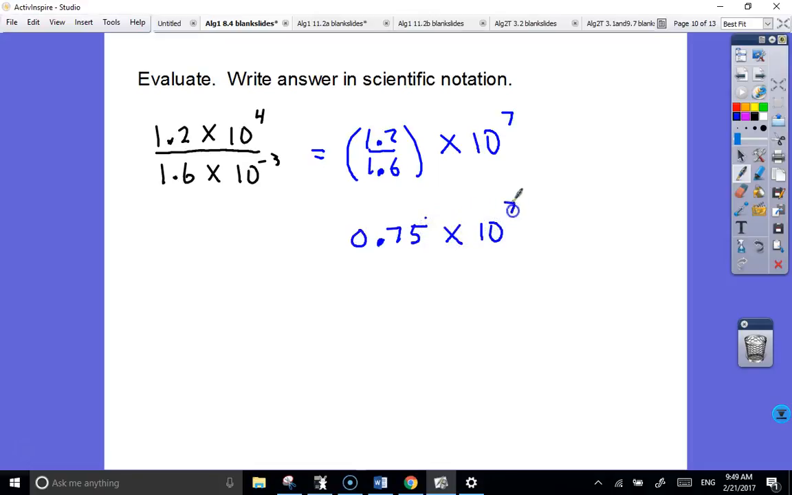Okay, do we have to do any last minute adjustments? Yeah, that 0.75 is not between 1 and 10. So we're going to move over 1 to the right. That's going to give us 7.5. What do we do with the exponent? Right? Because that first number got bigger, then the exponent has to get smaller. 10 to the 6. You good? Okay.